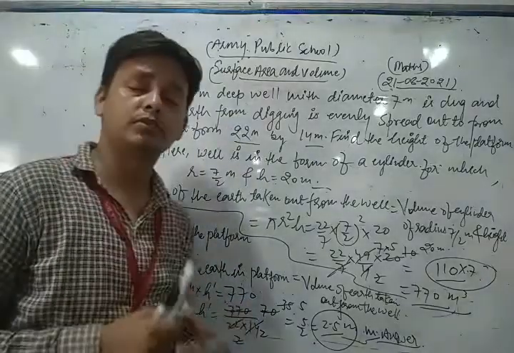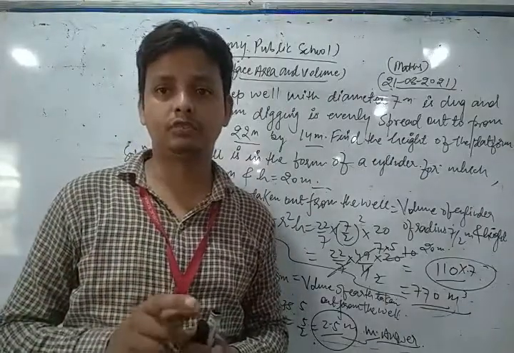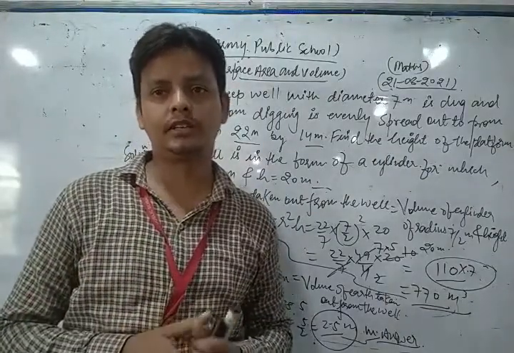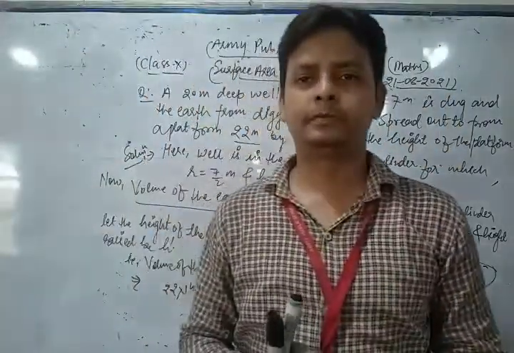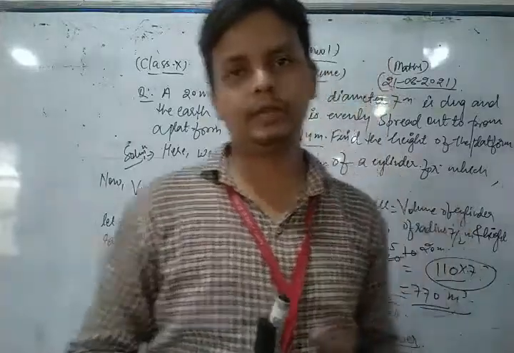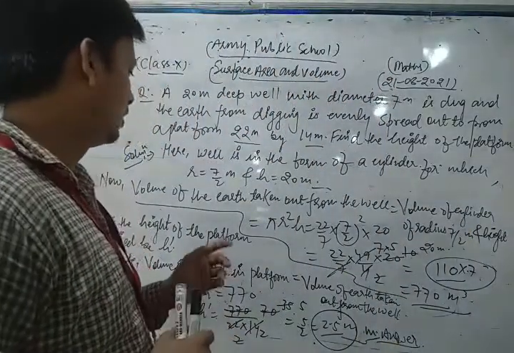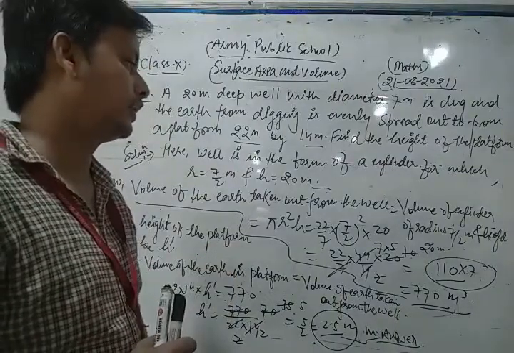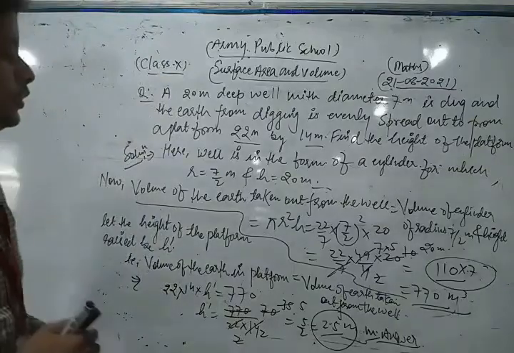Now look. First of all, we find the volume of the earth taken out from the well, which is equal to the volume of a cylinder, because our deep well is in the form of a cylinder. So we apply that concept. The volume of the earth taken out from the well is equal to the volume of a cylinder of radius 7 by 2 meters and height 20 meters.